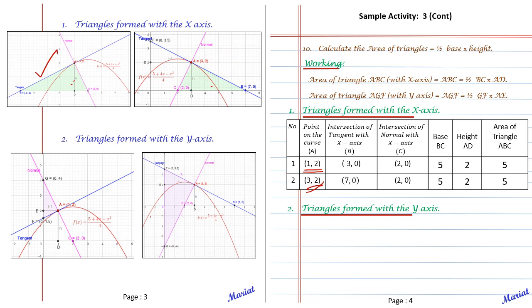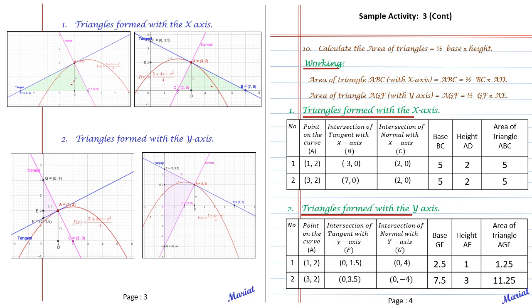Then go on to the next two triangles, which are made with the y-axis. With the y-axis, we have two more. At (1, 2), this triangle. At the other point, you have another triangle. So you find the area of these triangles by calculation. Put those values, observations, everything in the table. That's it.